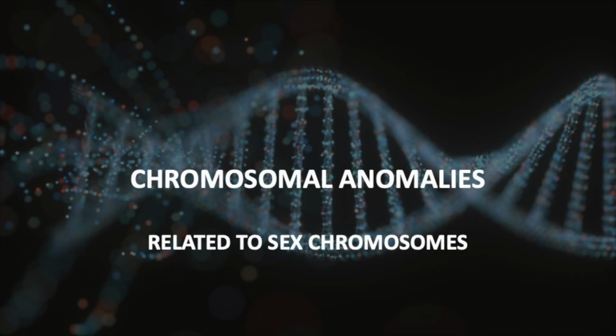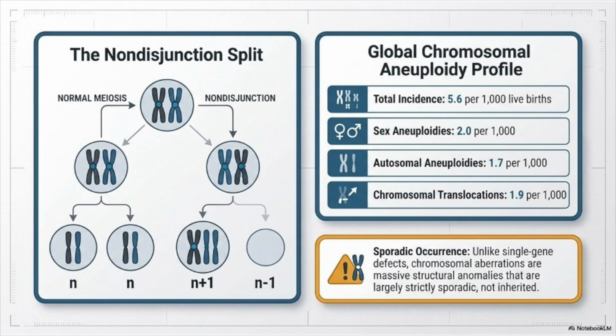Let us begin with chromosomal anomalies related to sex chromosomes. These abnormalities usually arise from a process called non-disjunction. During normal meiosis, chromosomes split evenly, but during non-disjunction, one cell ends up with an extra chromosome, written as n plus 1, while the other cell is left with one less, written as n minus 1.